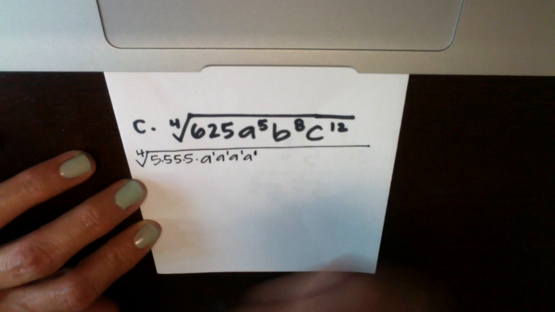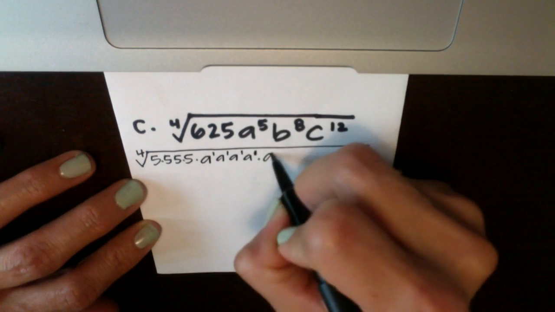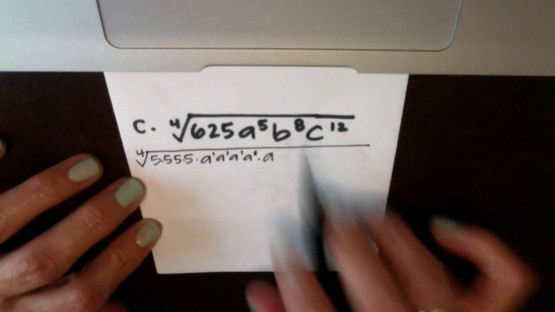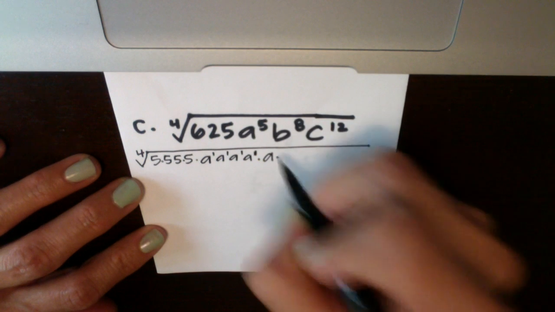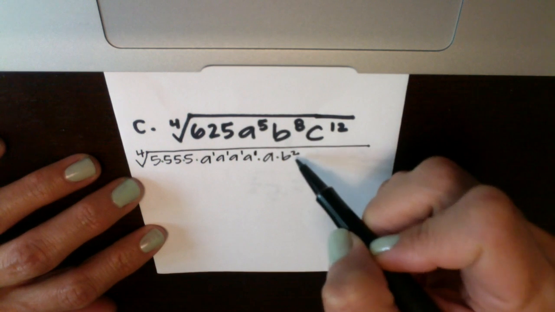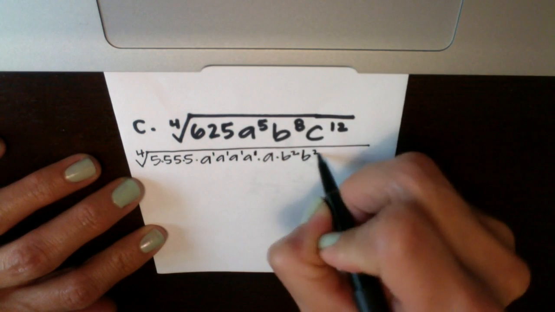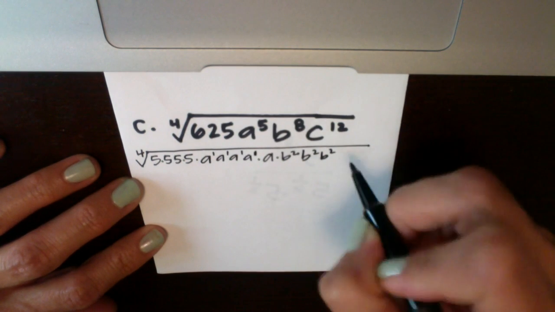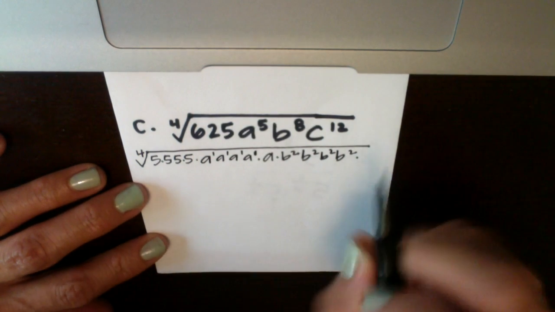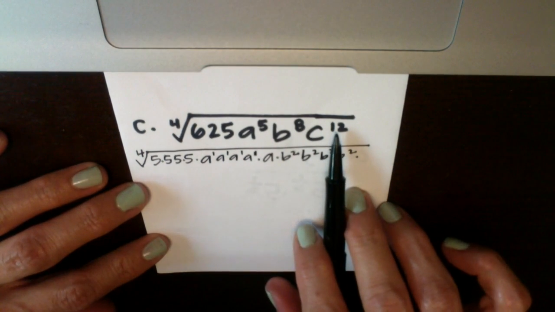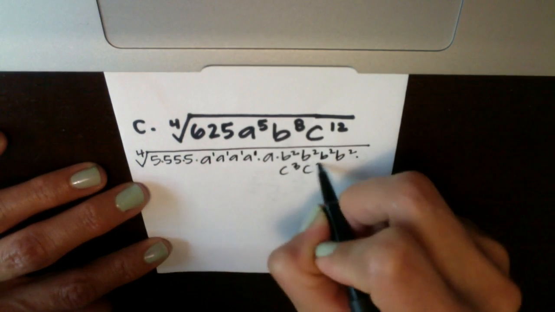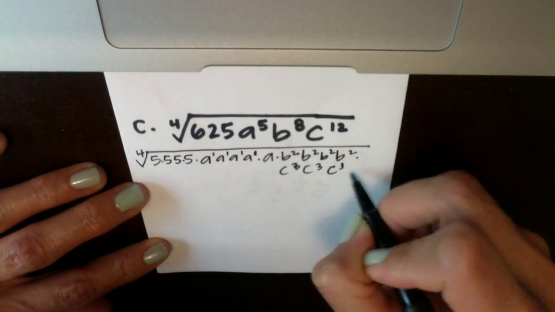Because of the fourth root right here, you have to ask yourself how many are left over, so that's just another a. 4 goes into 8 how many times? The answer is 2. So you write b squared, b squared, b squared, b squared, again because 4 goes into 8 two times, and that's the exponent. I'm running out of room, so we'll squeeze it in over here. 4 goes into 12 how many times? The answer is 3. That's the exponent, so we go c cubed, c cubed, c cubed, c cubed.